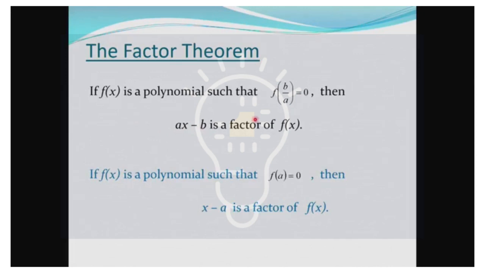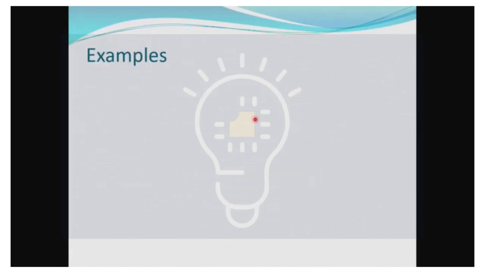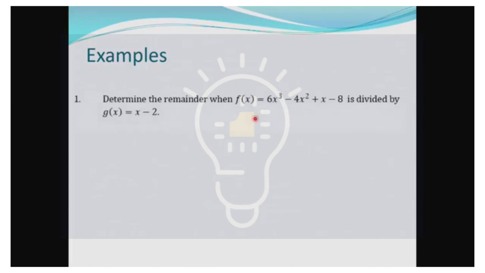Another way of saying it: if f of x is a polynomial such that f at a is equal to 0, then x minus a is a factor of f of x. It's still the same thing that we have said. Let's just apply this information quickly with this example.